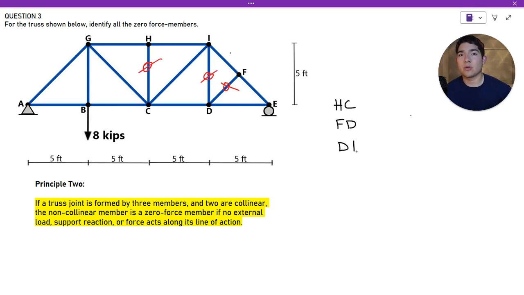In this case, that is going to be all of the zero force members for this truss. So we have member HC, FD, and DI. As you probably noticed, joint B has two collinear members and a third non-collinear member. However, keep in mind that this 8 kip force is going to affect our member BG, as you can see here. So therefore, that would not be a zero force member.